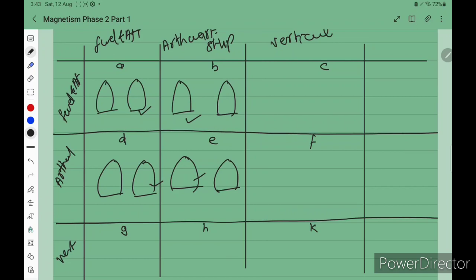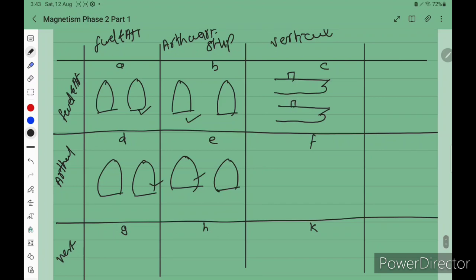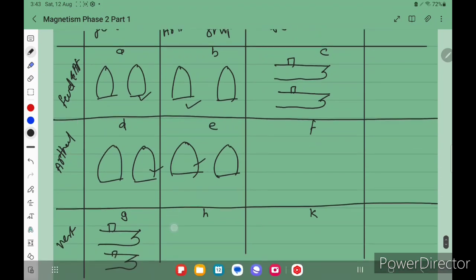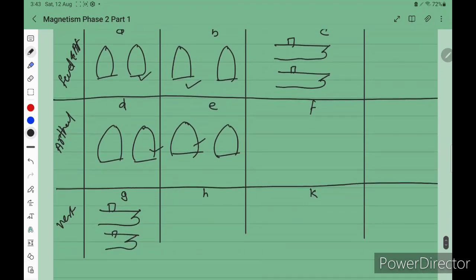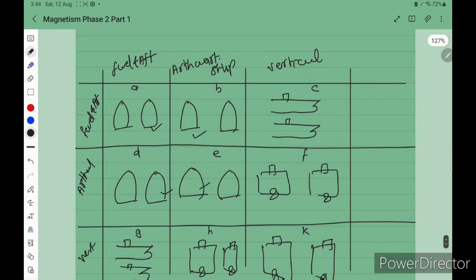Now C is the plan view. You can make the accommodation here. And G also the same. So C and G are the same, you remember this. And F H K is the propeller view, you can say. Now we make the compass.